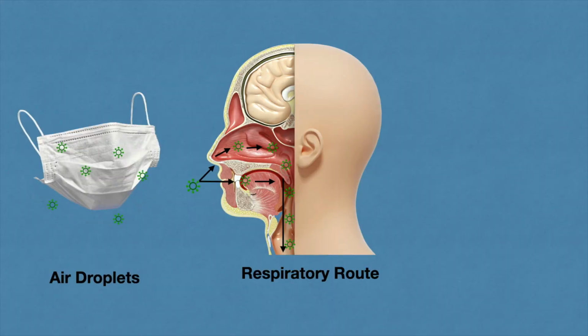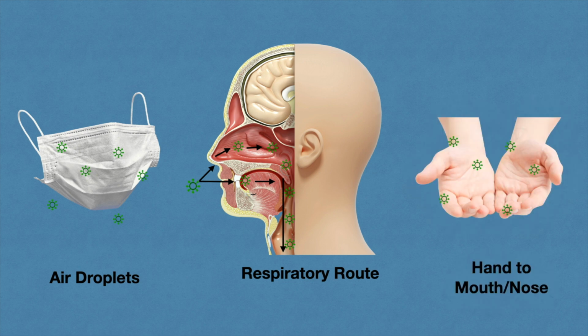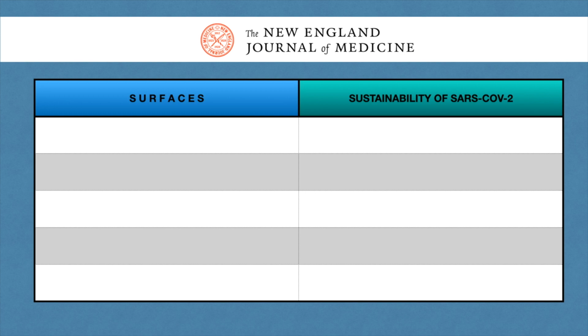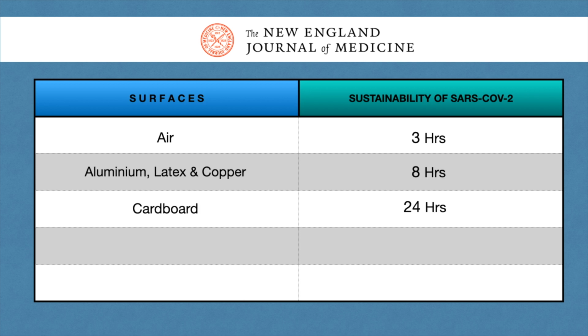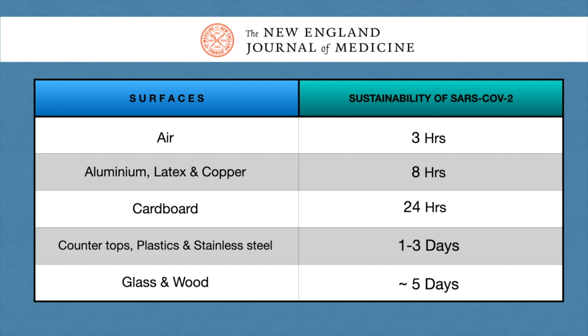Great, so now we know how the virus jumped to humans. So let's take a look at what it actually does when it gets inside the body. The virus first infects the human body by entering the respiratory system. This can be through air droplets or from your hand touching your mouth and nose. There was some interesting research showing how long the virus can stay infectious on different surfaces. The research shows that when it's in the air, it can last for about 3 hours, aluminium, latex, and copper about 8 hours, cardboard about 24 hours, countertops, plastics, and stainless steel for 1 to 3 days, and glass and wood for about 5 days.